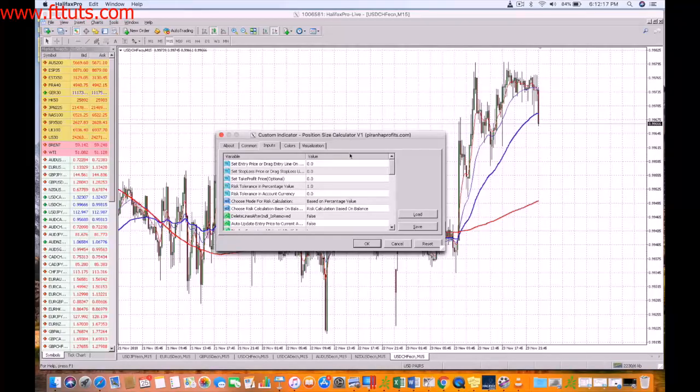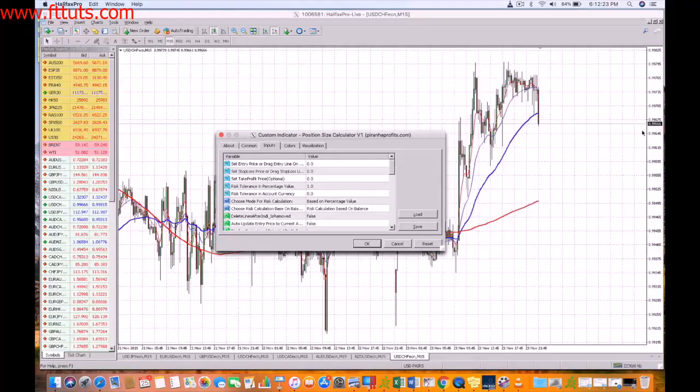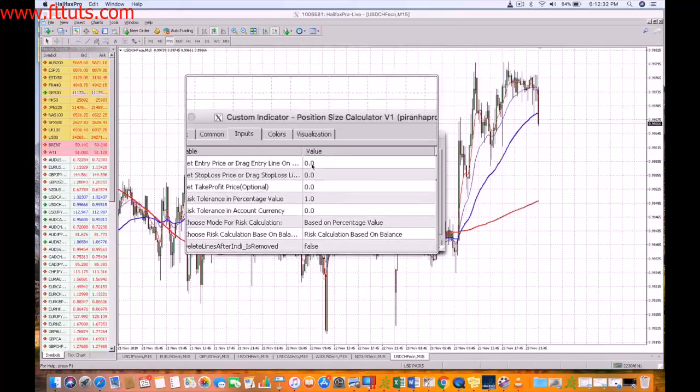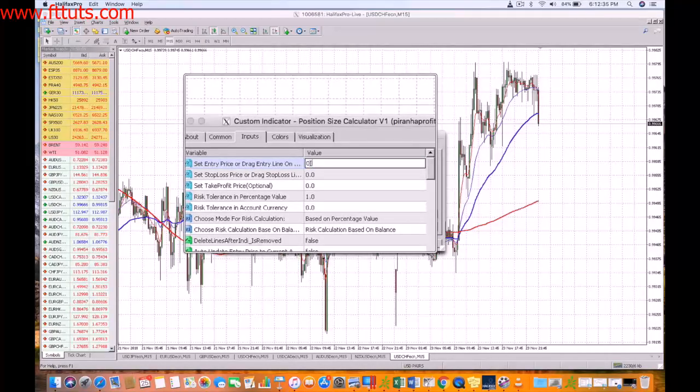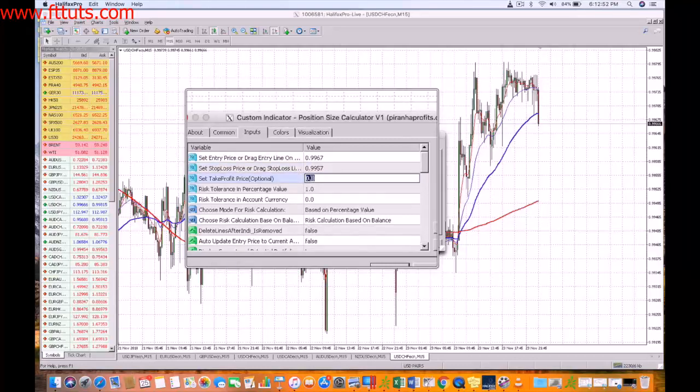Okay, so for example, right now the price is at about 9966. The market's closed right now, so it's just an example. So let's imagine you want to enter at 9967. That's your entry price. Okay, so what you got to do is to click on the value here, 0.9967, for example. That's your entry price. Stop loss. Let's imagine, place your stop loss 10 pips below the entry price, so that's 0.9957. Okay, next put in your profit target. Say it's 20 pips above the entry price, so 0.9987.